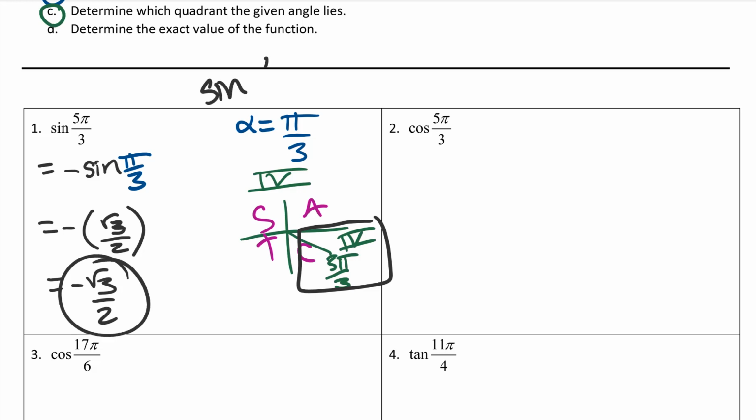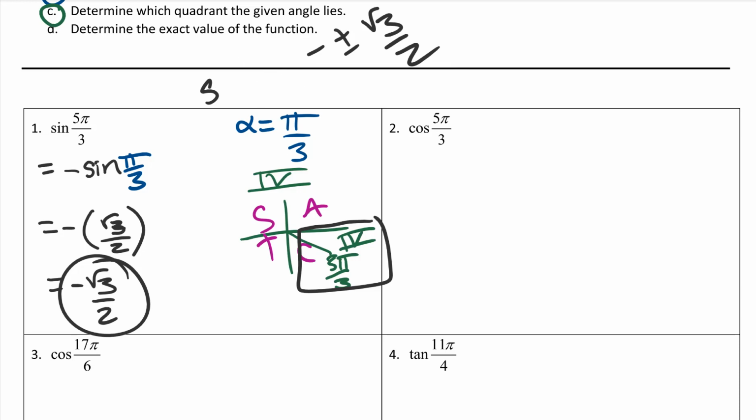Sine of any number, oops, don't use alpha. Any number times pi over 3 that doesn't reduce is going to equal positive or negative root 3 over 2. As long as that doesn't reduce, like 11 pi over 3. I don't know, I'd have to look at it. But I know since the reference angle is pi over 3, sine of anything with a reference angle of pi over 3 is either positive root 3 over 2 or negative root 3 over 2.